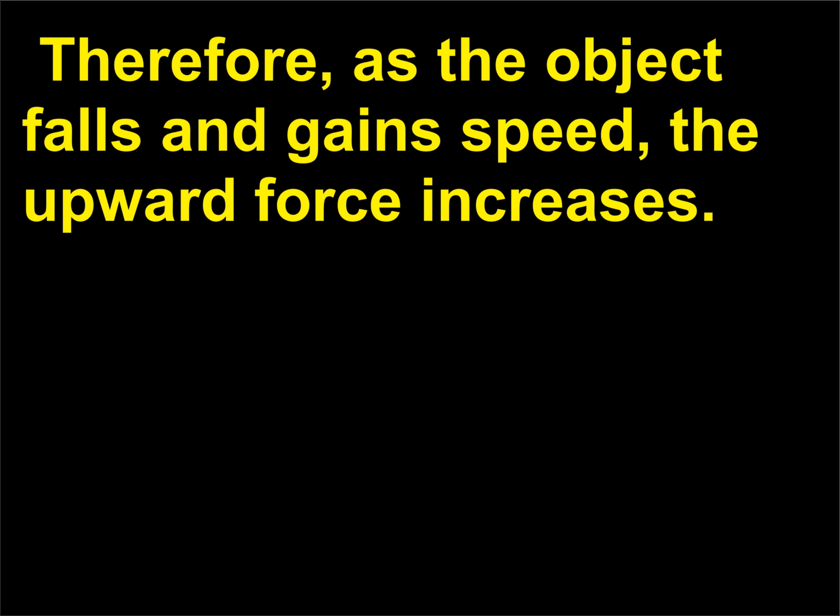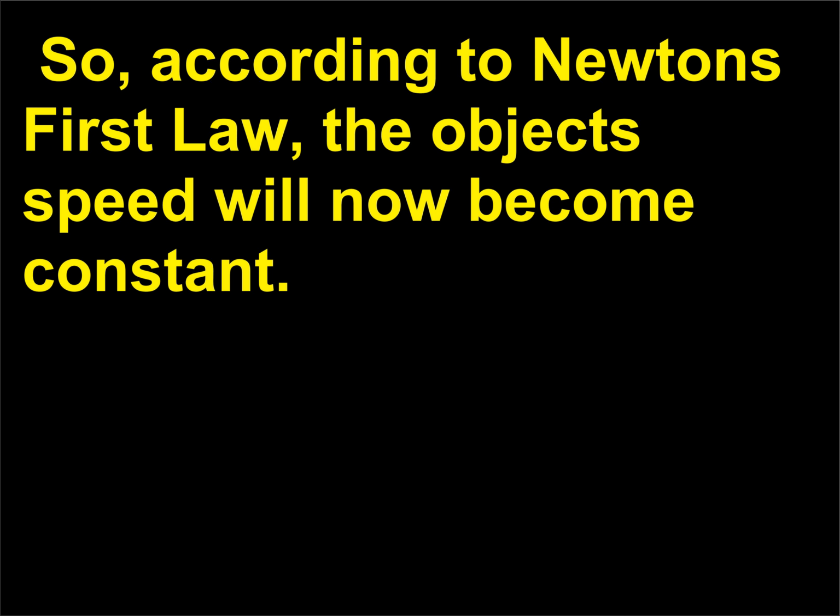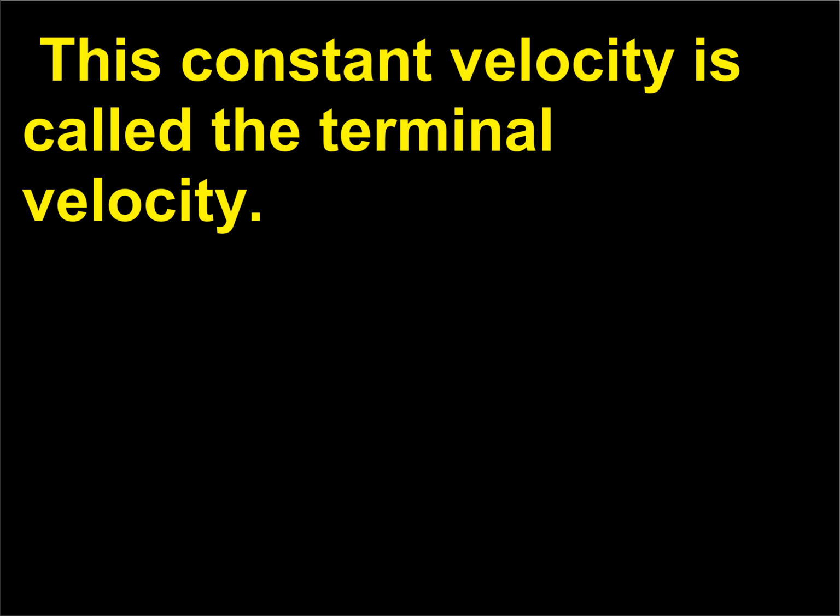Therefore, as the object falls and gains speed, the upward force increases. At some time it will equal the downward force and there will be no net force on the object. So, according to Newton's first law, the object's speed will now become constant. This constant velocity is called the terminal velocity.